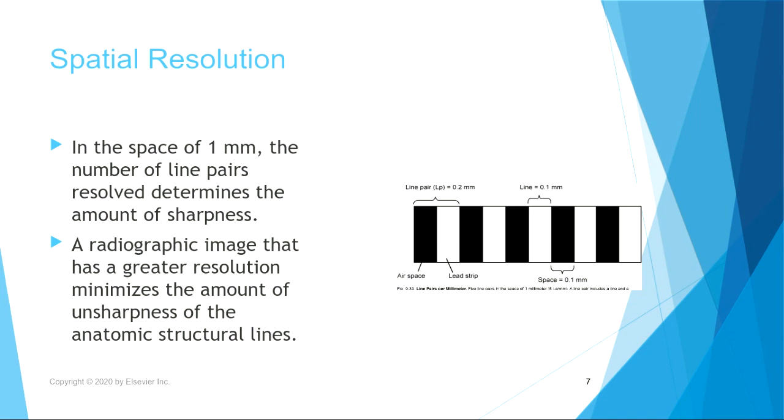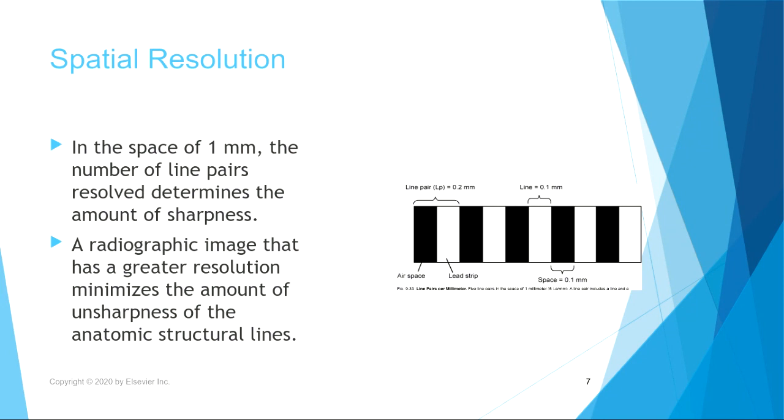And if it has greater resolution, then it'll minimize the amount of unsharpness of the anatomical structure lines. Because realize that spatial resolution and distortion have an inverse relationship. If something has better spatial resolution, it's sharper, it's crisper, it's clearer, then it's not going to have very much distortion, and vice versa. So you want maximum spatial resolution and minimal amounts of distortion.